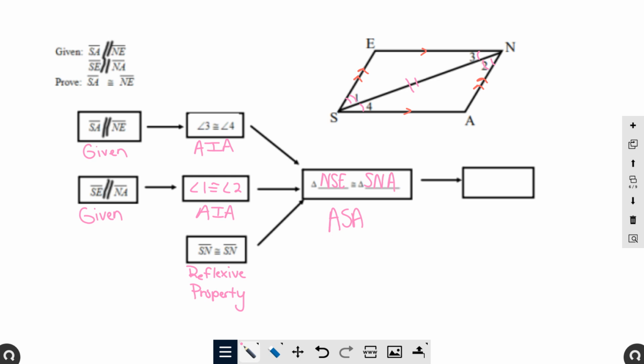So you have to write these in the correct order and match them up. So if you want to, 1 mark, 2 marks, no marks. 1 mark, 2 mark, no mark. So NSE, SNA. All right, what's going in my last box? Good, it's what we want to prove. SA is congruent to NE, and the reason? Now y'all are getting it, CPCTC. Very good.